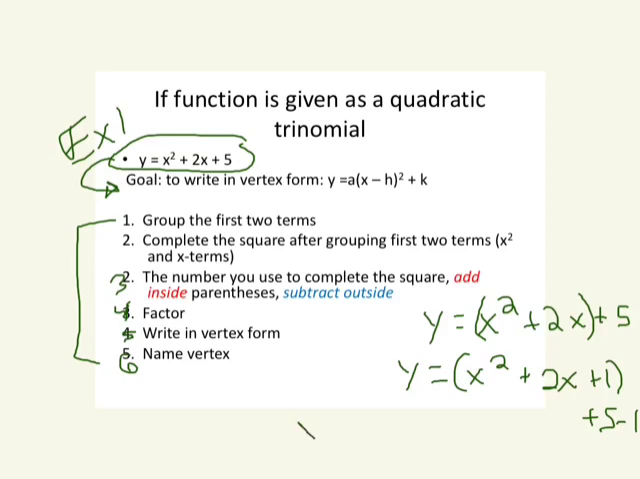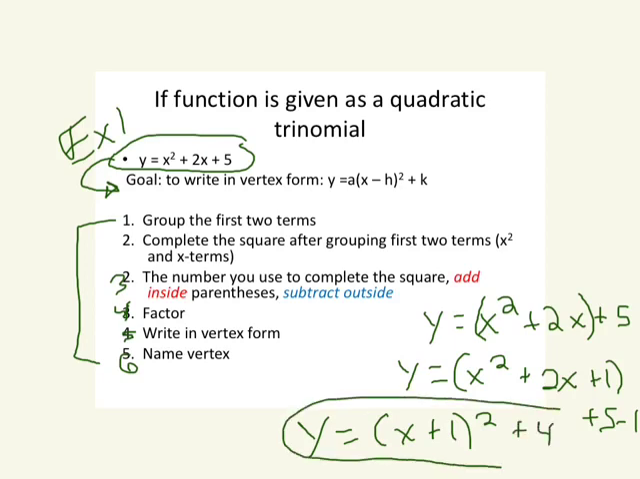Now, that trinomial that's in the parentheses is a perfect square trinomial. So I can factor that to be x plus 1 squared. And on the outside, 5 minus 1 would be 4. And as you can see, I now have my function in vertex form, and it can be easily graphed. So make sure you have those steps down in your notes, Titans. That's something we'll be looking for as we check notes tomorrow.